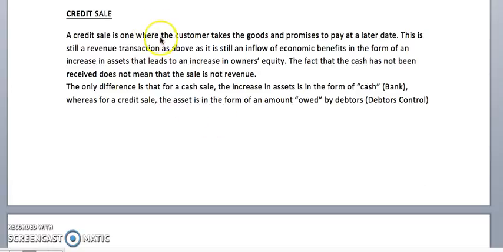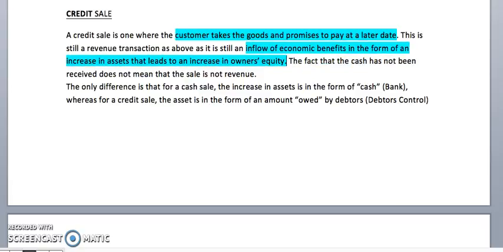So a credit sale is one where the customer takes the goods and promises to pay at a later date. This is still a revenue transaction, exactly like we did at the end of the last video. An inflow of economic benefits in the form of an increase in assets that leads to an increase in owner's equity. Do not forget, you need to be all over these definitions. The fact that the cash has not been received does not mean that the sale is not a revenue. It means that when we're thinking about a revenue, it just has to be earned. So if we've given the goods, we've earned that revenue. Those people are obligated to pay us.